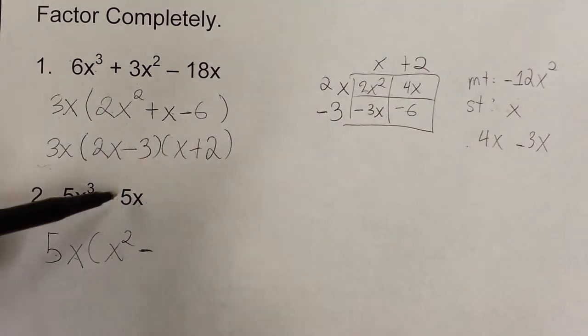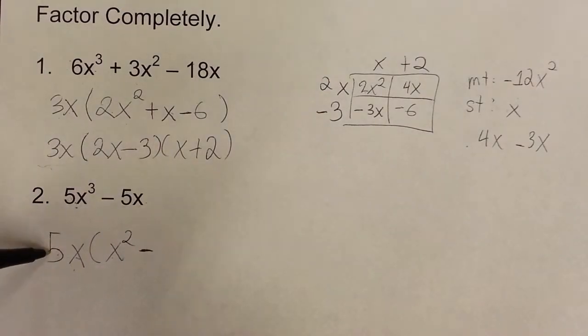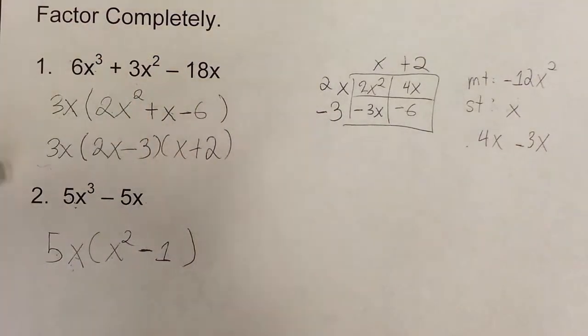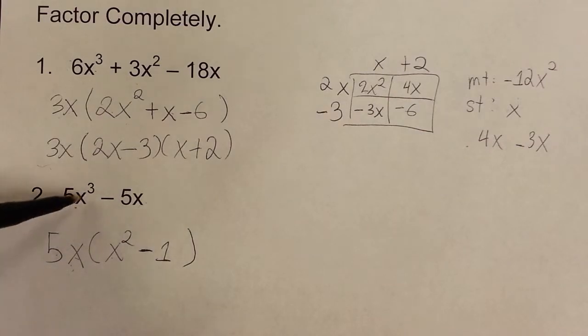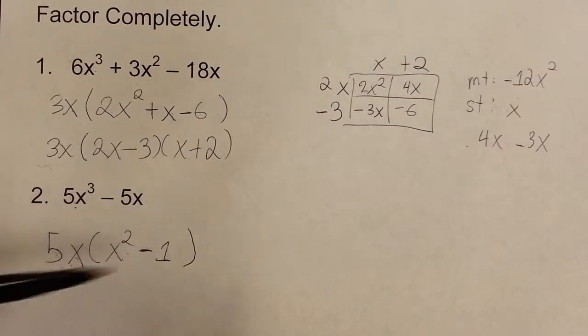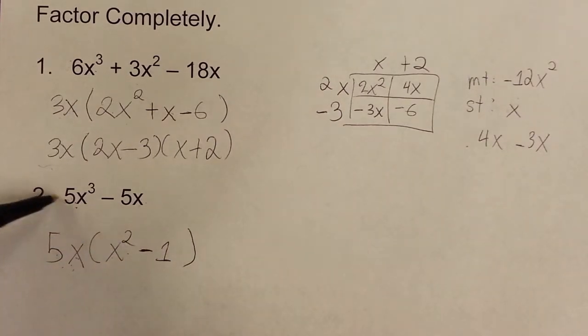And then we factored out a 5, so we've got a negative 1, and then we also factor out an x. So what times 5x would give us negative 5x? Negative 1. So all that's really going on when we factor out a greatest common factor is we end up dividing. 5x cubed divided by 5x is x squared. Negative 5x divided by 5x is negative 1. If you were to distribute this, you would see that you would end up with the original product.